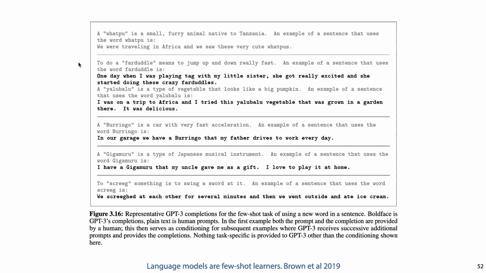Next, a second definition is given. To do a fardaddle means to jump up and down really fast. An example of a sentence that uses the word fardaddle is, at this point, we stop the prompt and we ask GPT to continue it. Its continuation is given in black. "One day when I was playing tag with my little sister, she got really excited and she started doing these crazy fardaddles." This continuation is appended to the prompt.